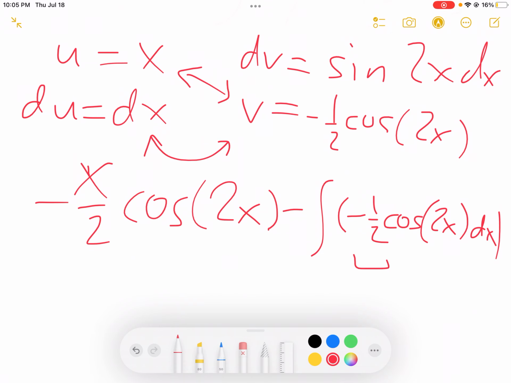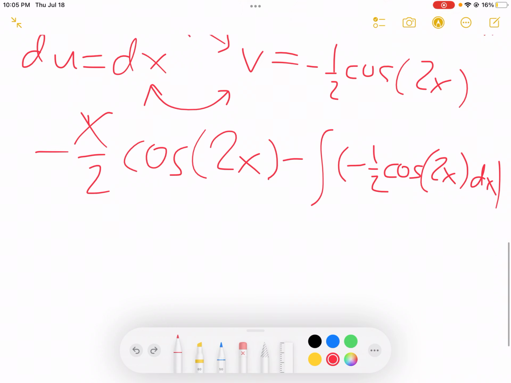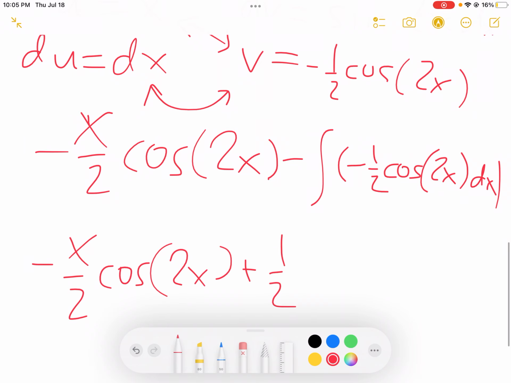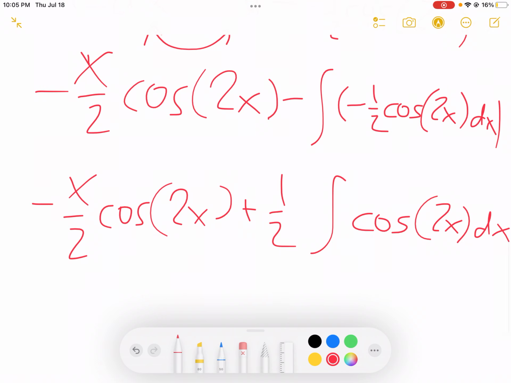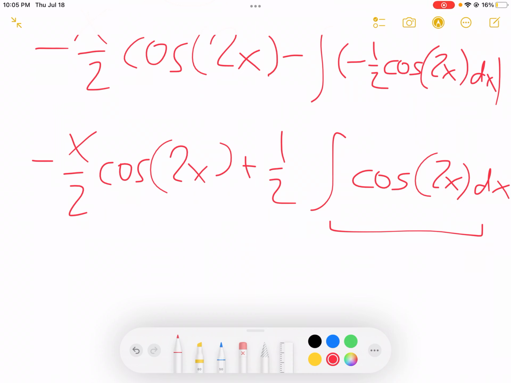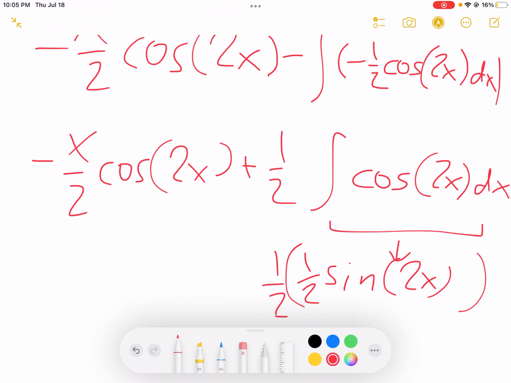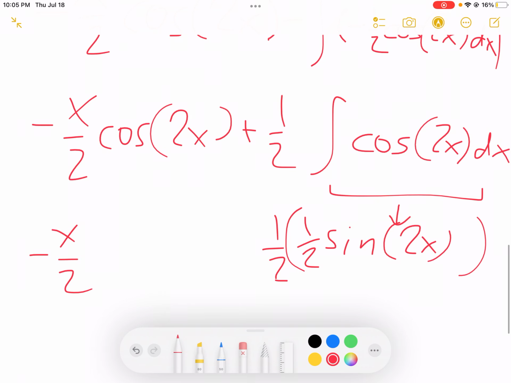We're going to bring out this negative 1/2 from this worm to get negative x over 2 cosine of 2x plus 1/2 times the worm of cosine 2x dx. Okay. We can solve this worm here. We know that the worm of cosine is sine, and we're going to keep our 2x and just multiply by half. And that is the answer for there. We have minus x over 2 cosine of 2x plus this whole thing.